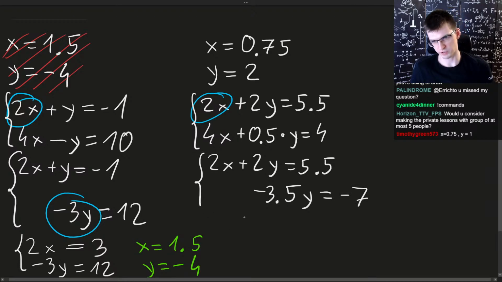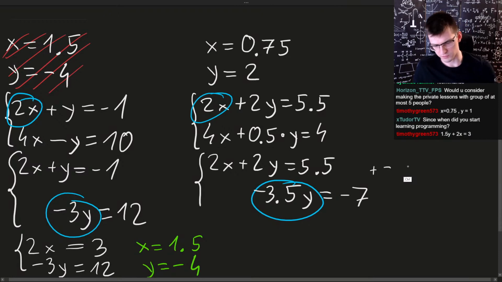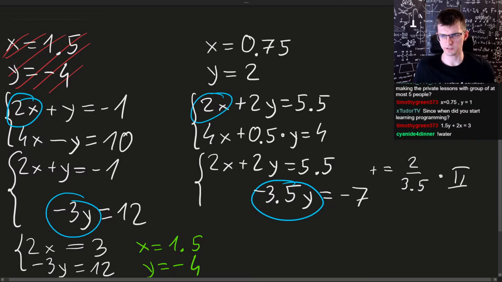And now this will be a trickier step. Because using this we need to get rid of the other y. So the ratio with which we subtract is crazy. I need to say that first plus equal second times 3.5 divided by 2. No, the other way around. 2 divided by 3.5 times the second equation. And another way to write this is 4 divided by 7.